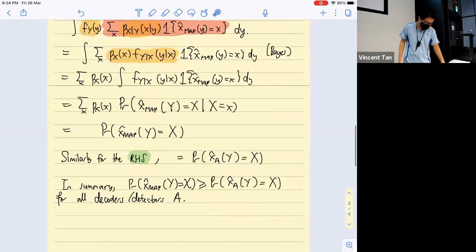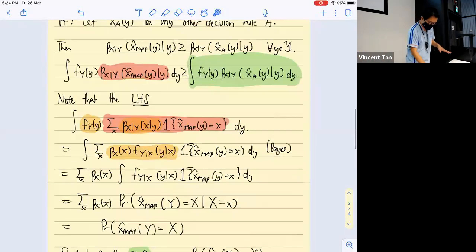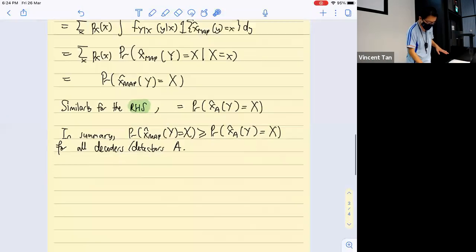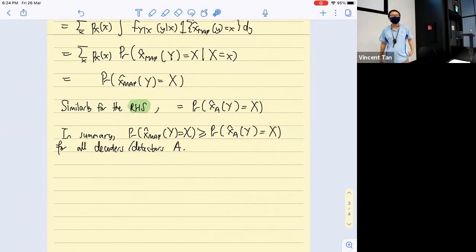All right, and so similarly, this derivation makes no use of X map. We make use of X map through this inequality here, but the right-hand side here, the green part, can be controlled by this. It's exactly equal to this. And so in summary, X map does at least as well as any other rule. No other rule can beat X map. Is this clear? All right, this sort of simple proof, hopefully you understand.